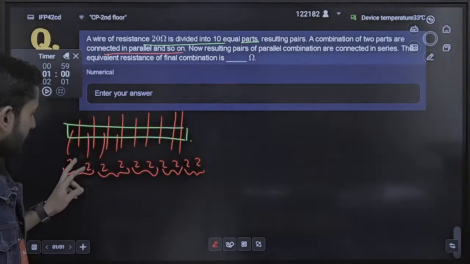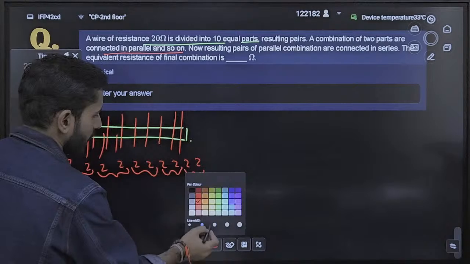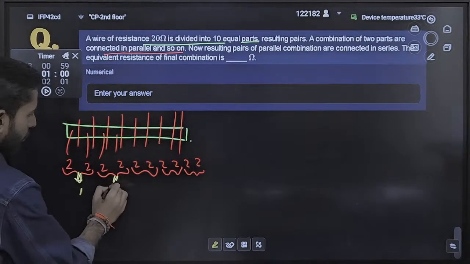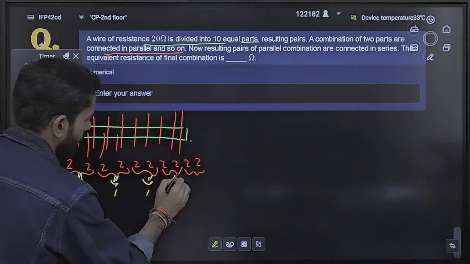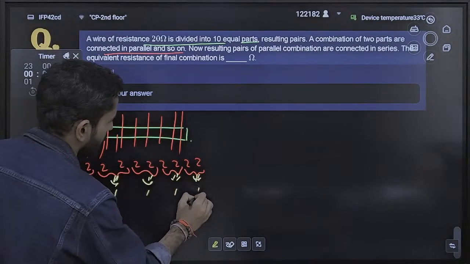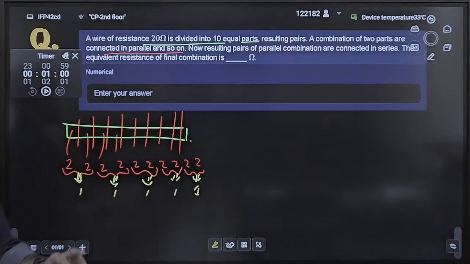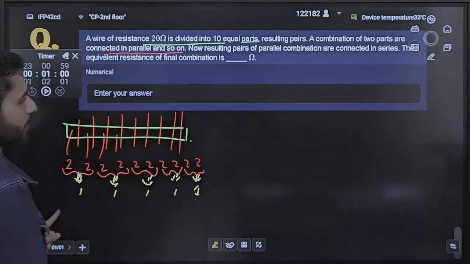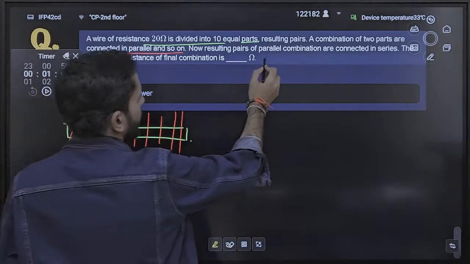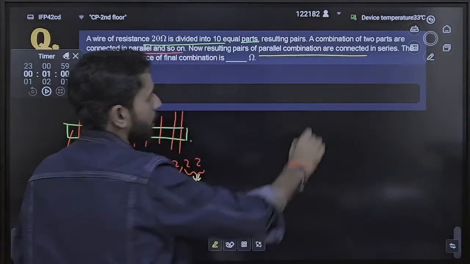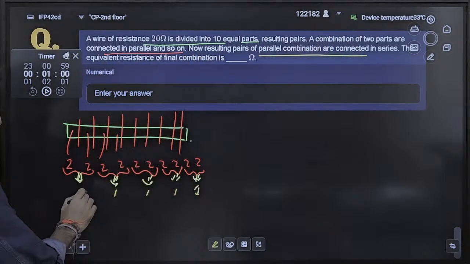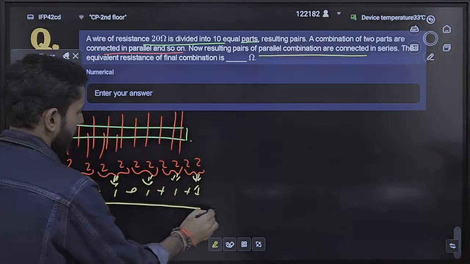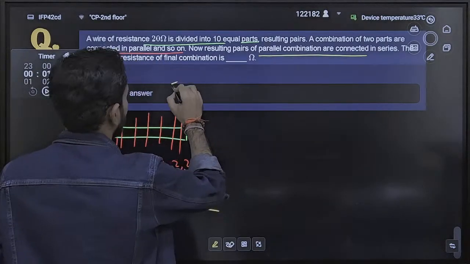All these two are connected in parallel. Now see, the effective resistance will be one from here, one from here, one from here, one from here, and one from here also. This is clear, because if two are connected in parallel, the effective resistance is one. Now the resultant pairs are connected in series, so simply add them up. What is the answer you will get? 5 will be the final answer.